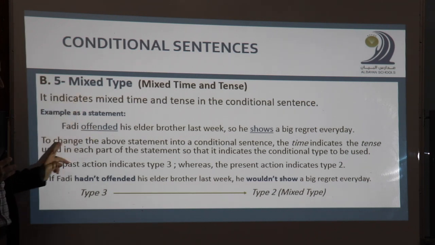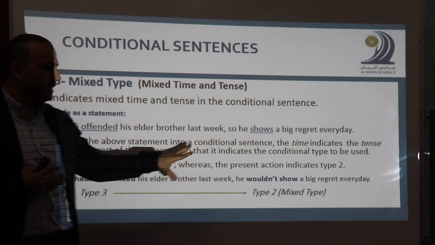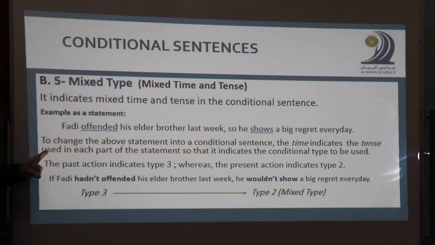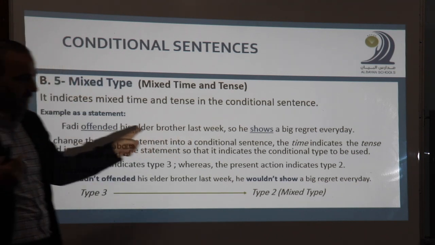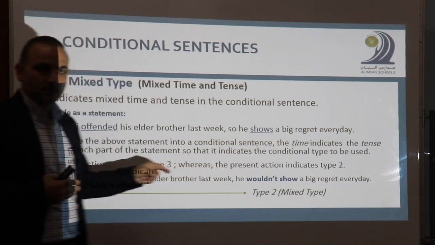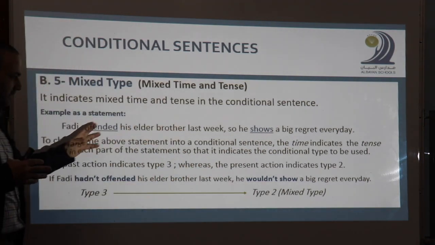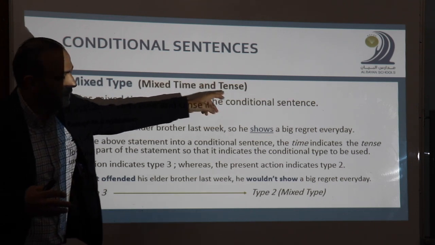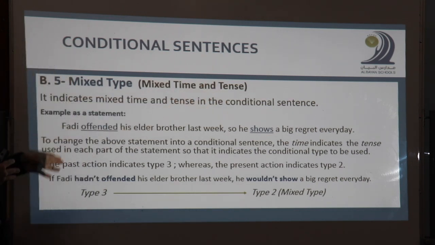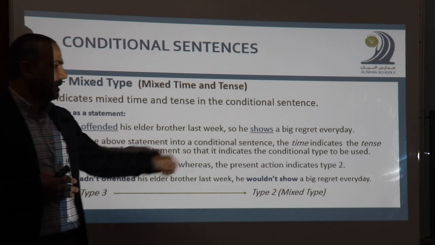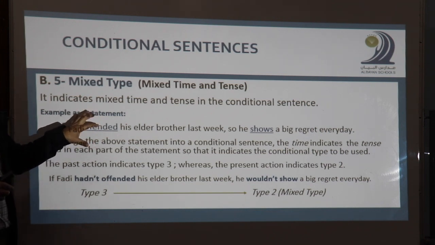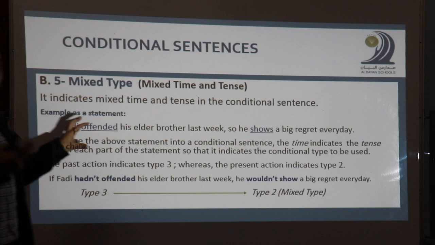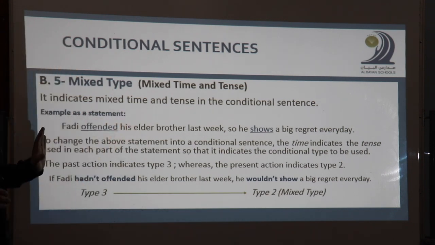Here is a statement. To change the above statement into a conditional sentence, the time indicates the tense. Last week, a keyword, was what? For the simple past. Everyday actions, simple present. So definitely, by this time, I know the tense. That's mixed time and tense, used in each part of the statement so that it indicates the conditional type to use. This time or this tense indicates the type that I should use in the conditional sentence.